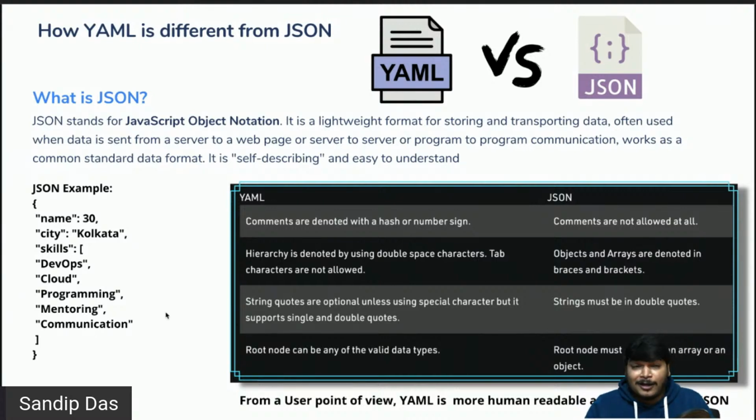If you want, say, a string or a number, all are possible. But in JSON, the root node must be either an array or an object. Otherwise, it will throw an error. Okay, so these are the main differences.